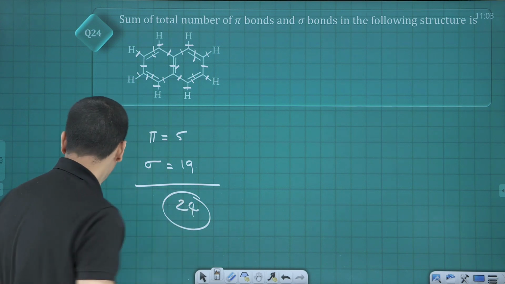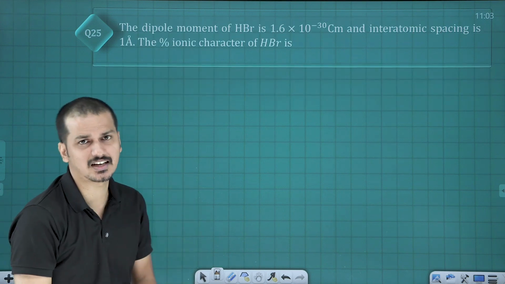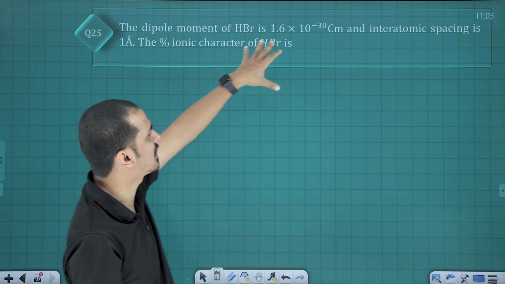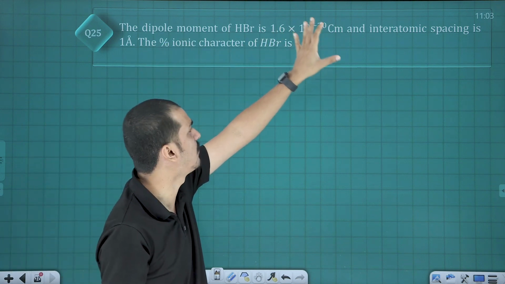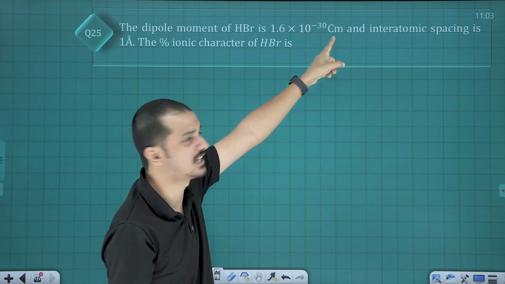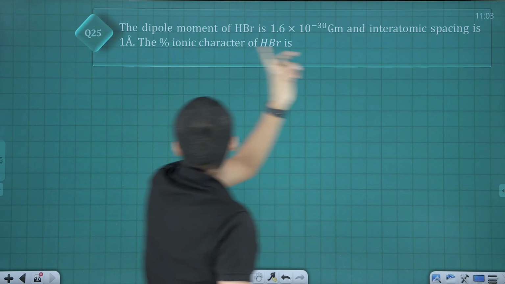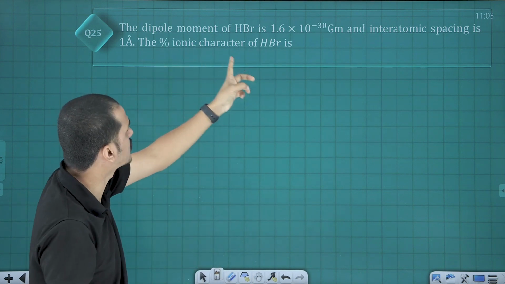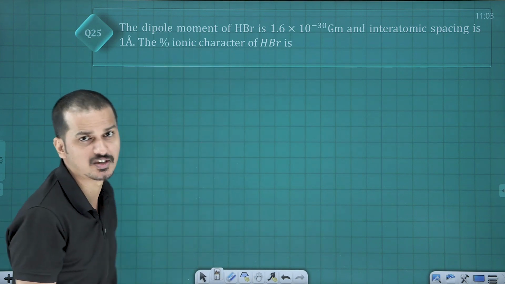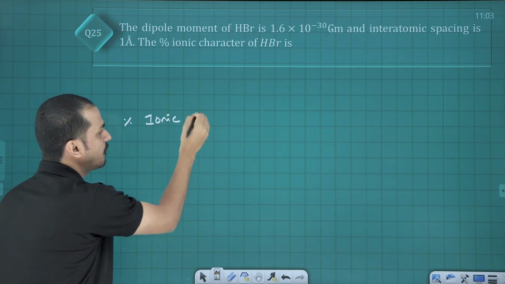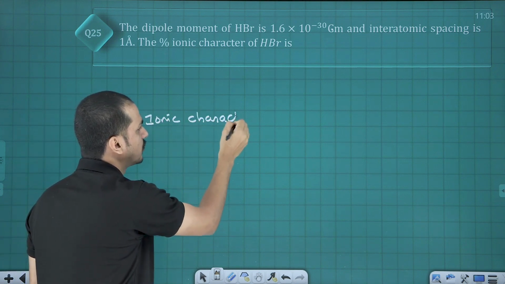Easy. Next, the last integer type question related to dipole moment. The dipole moment of HBr is 1.6 into 10 raised to minus 30 coulomb meter, that's not centimeter, coulomb meter. And interatomic spacing is 1 angstrom. Find the percentage ionic character of HBr. What's the formula for percentage ionic character? In the recap video, we clearly explained that.